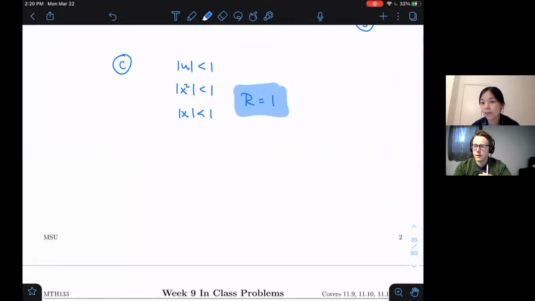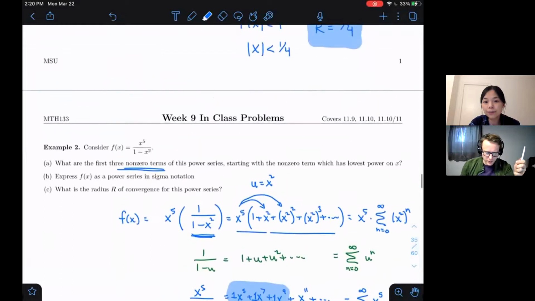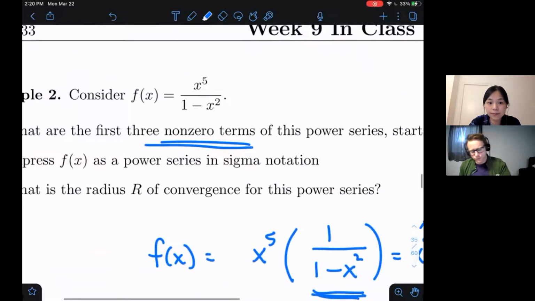Do the first three non-zero terms include the x or just the coefficient? As it's written here, when it says terms, you would include the x. So if it says, what are the first three non-zero terms, you include the x's. If it asks for the first three non-zero coefficients, then you wouldn't include the x's.